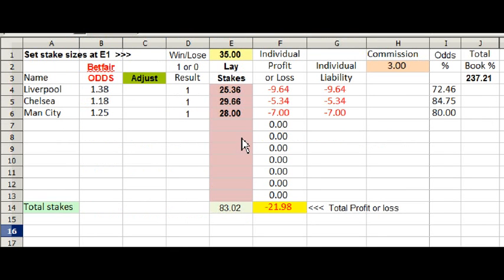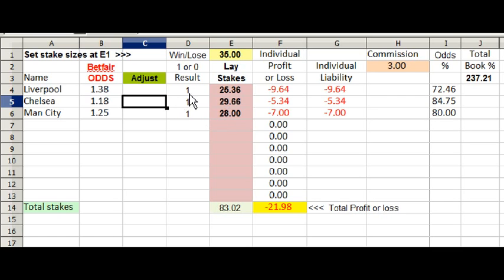Right, let's look at the spreadsheet inputs. Name your teams or your selections down in column A. Enter your Betfair lay odds in column B. That adjustment there is for adjusting the size of your stakes. Input a plus figure and your lay will go up, and a minus figure and it will go down.